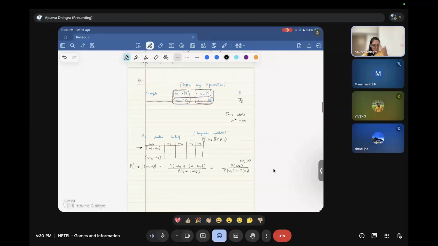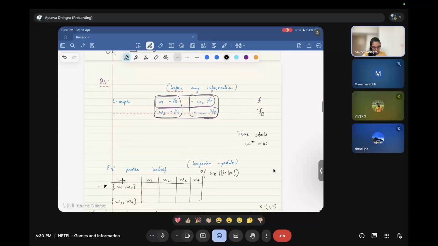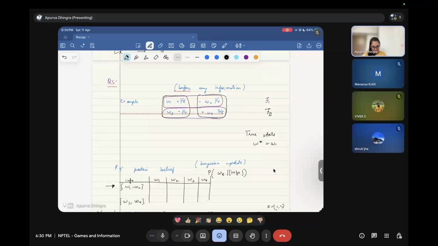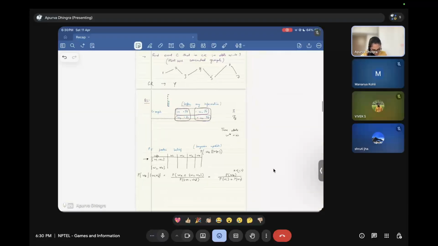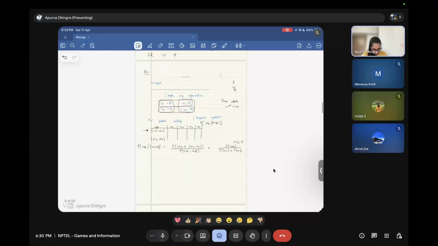Another could be in terms of belief. So suppose there these dots? Okay, give me a second.